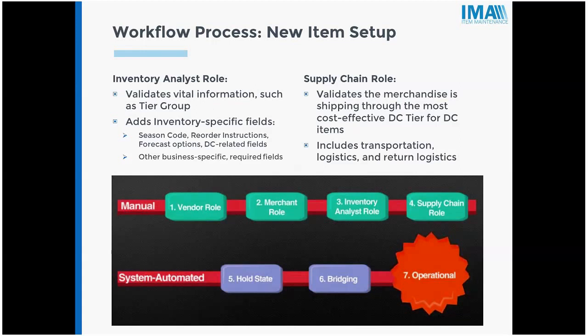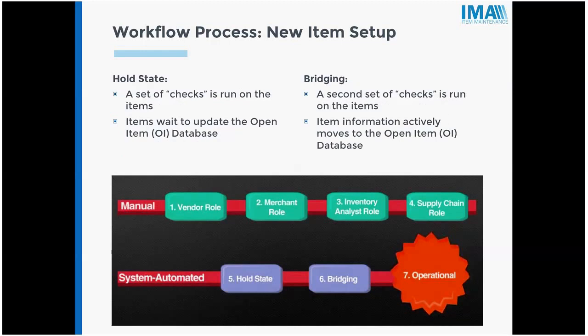Once it passes through the supply chain role, it's going to go on to some additional roles that are system automated. Hold state runs a set of checks on the items, and in this role, the items wait to update the open item database.